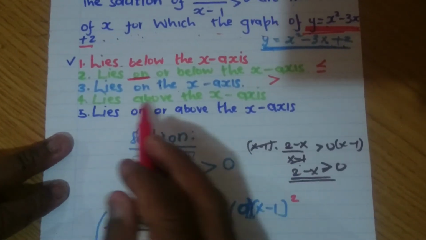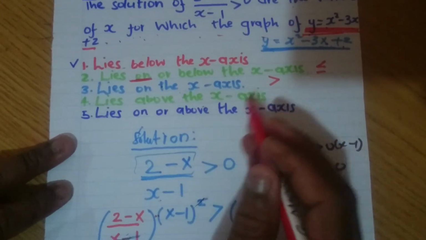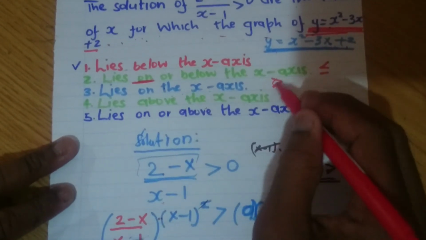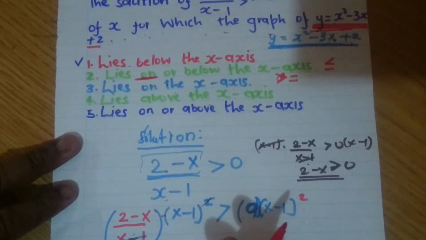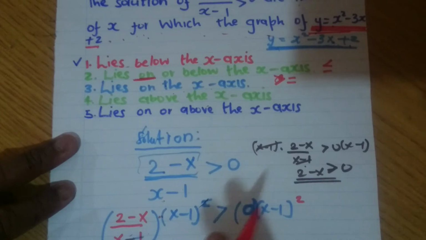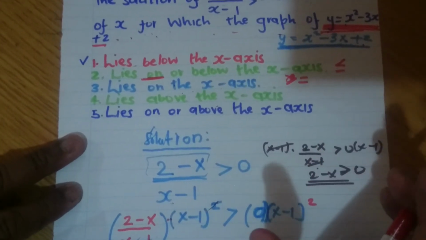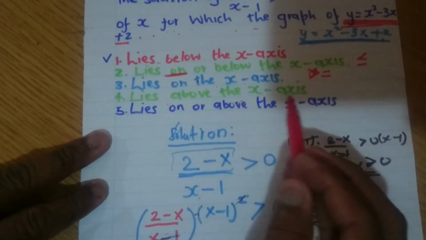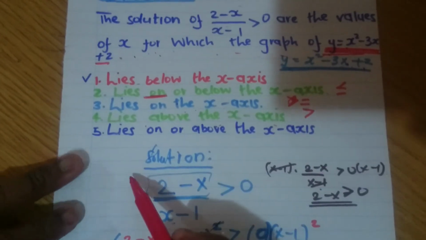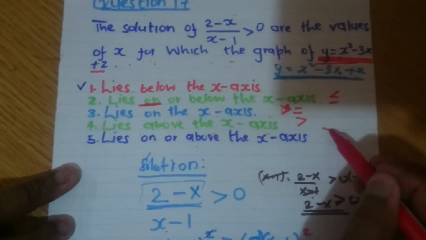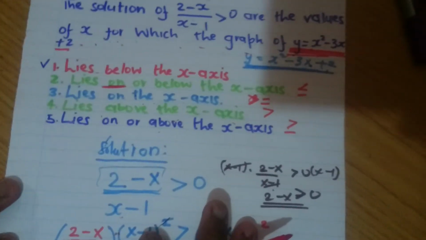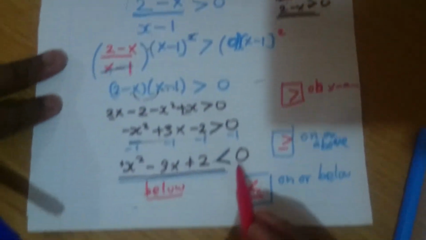Lies above. No, I'm wrong. When we say lies on the x-axis, lies on means it has to be equal. Only equal. You know what I'm saying? Only equal. Lies above the x-axis means above the x-axis. Lies on or above. So our option 1 is true because it said lies below the x-axis.